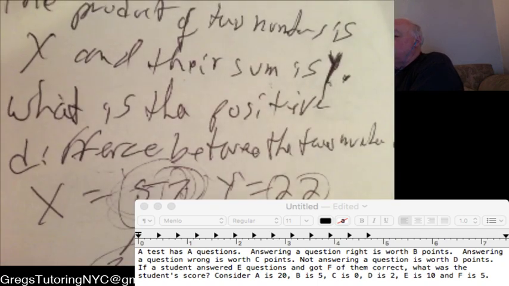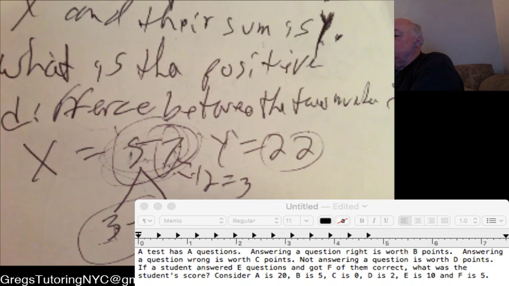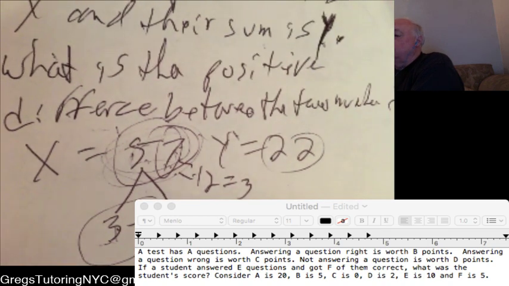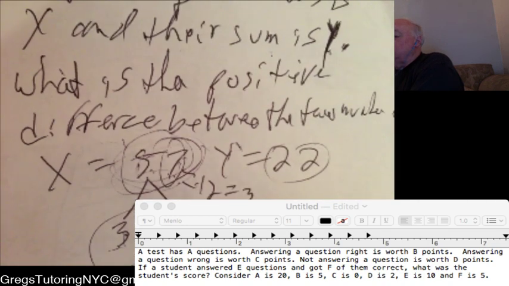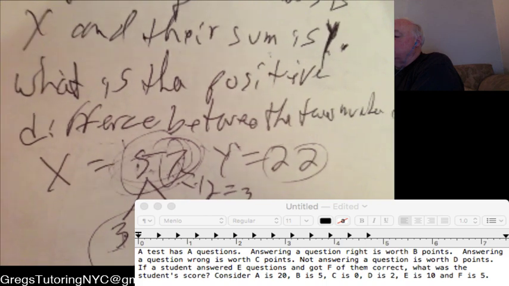Well, we have two differences. Difference means subtraction, right? So we're talking about terminology here. We have 3 minus 19, right? That's equal to minus 16.